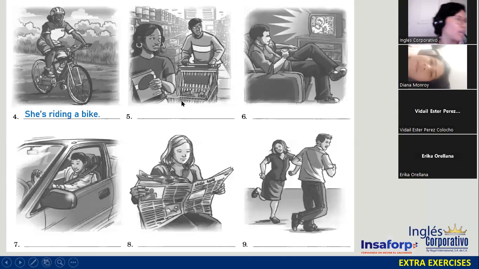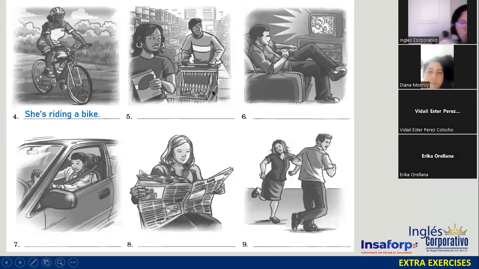What about number 5, guys? He's shopping. They are. Muy bien. They sería "are they". They are shopping. Muy bien.